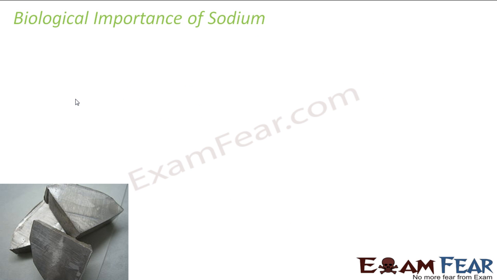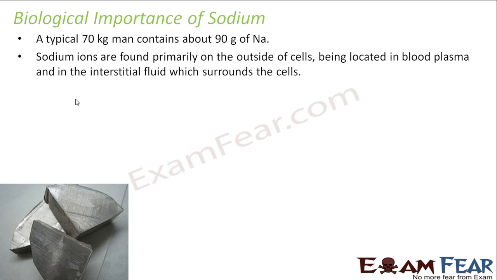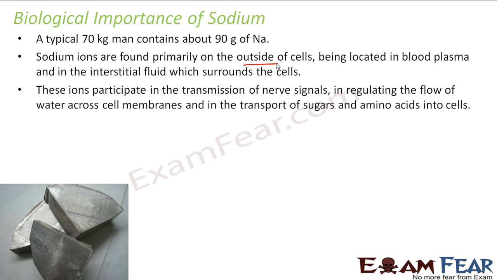Now we'll discuss the biological importance of sodium in our body. A typical 70 kg man has only 90 grams of sodium, but still it is very critical. I'll show you why. These sodium ions are generally found outside of the cells, but they are very critical for transmission of nerve signals. And they also regulate the flow of water across cell membranes, and also transport of sugars and amino acids.